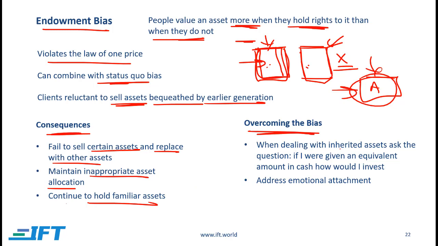How do we overcome the endowment bias? When dealing with inherited assets, we should ask the question, if I were given an equivalent amount in cash, how would I invest?